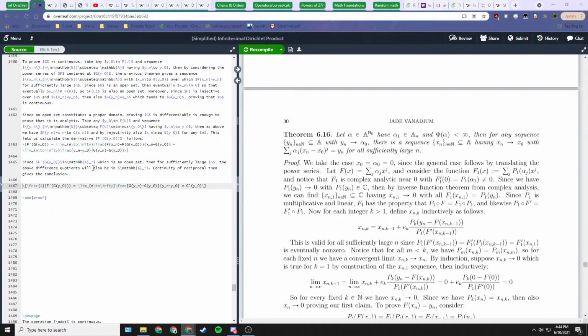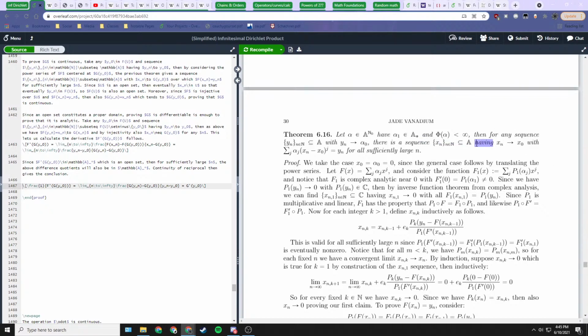So we can prove specifically that if we have a power series with its derivative being a non-unit, even if the radius of convergence is non-zero, then in fact there will still be sequences y sub n tending to alpha 0 over which no such sequence xn exists.